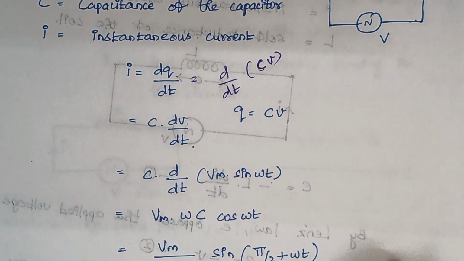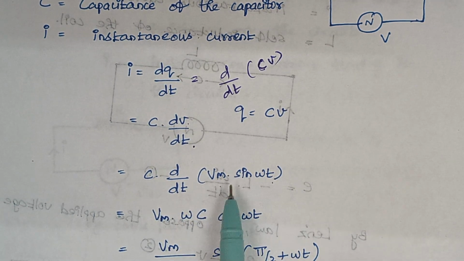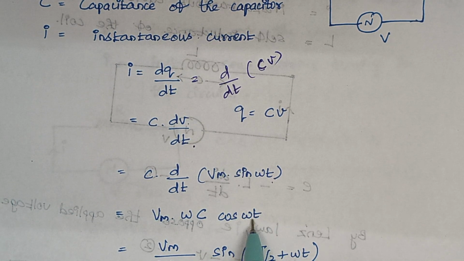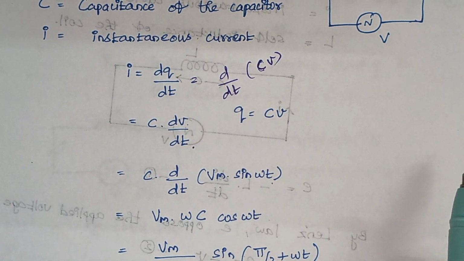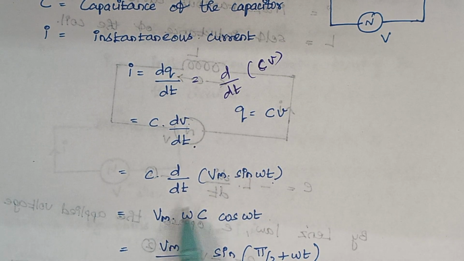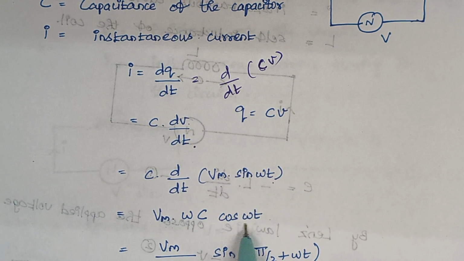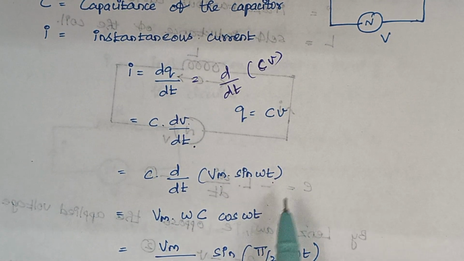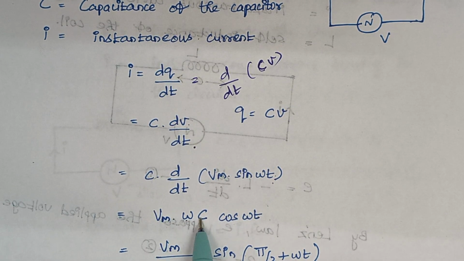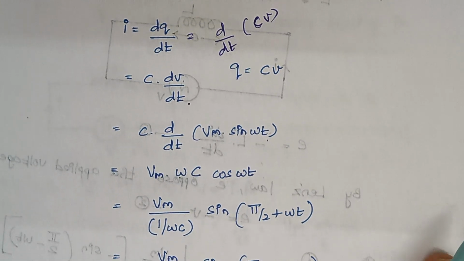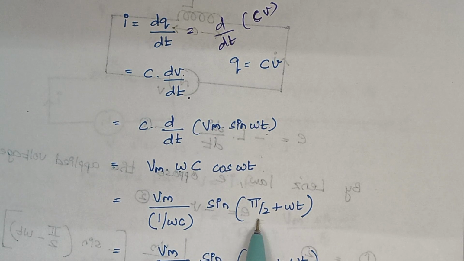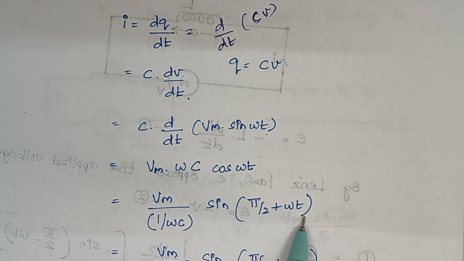So once you differentiate, you see Vm into, that is sine omega t becomes cos omega t, and again here we are having omega t. When you differentiate, that becomes omega, right? So when you combine the values, you see Vm into cos omega t, and this C comes here, right? Now again, this cos theta we are rewriting as sine of 90 plus theta, right?